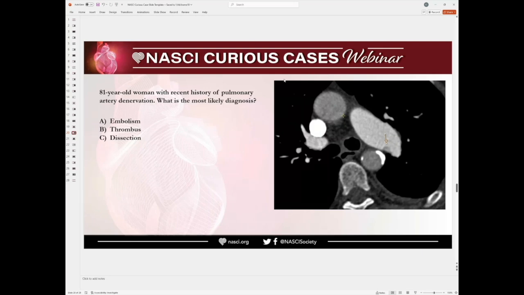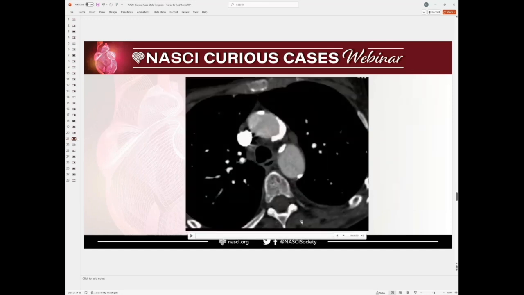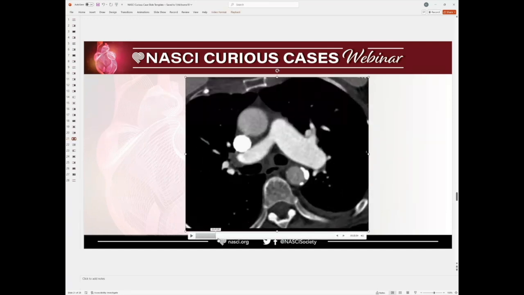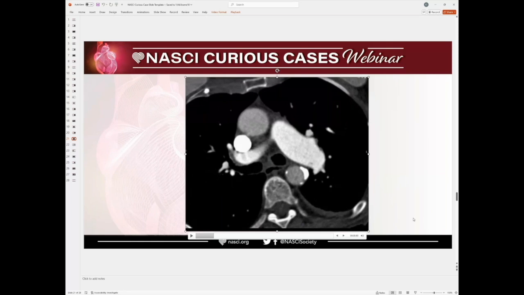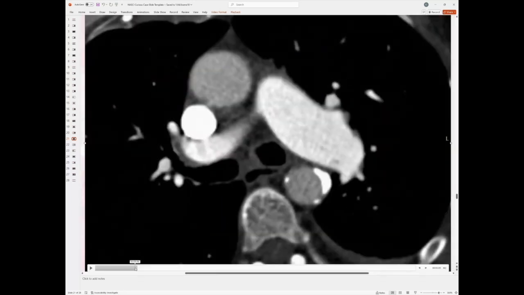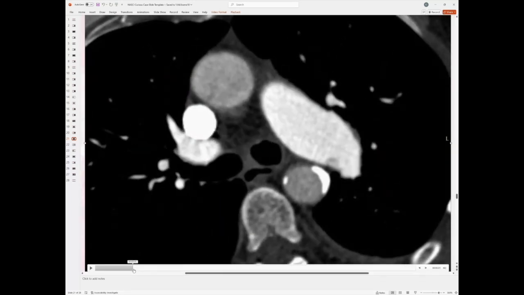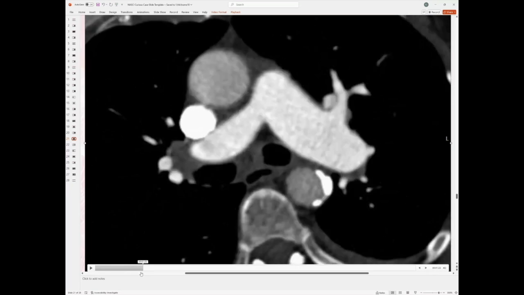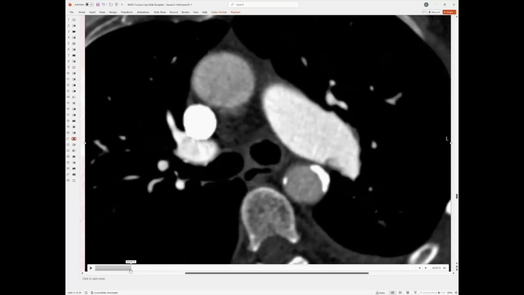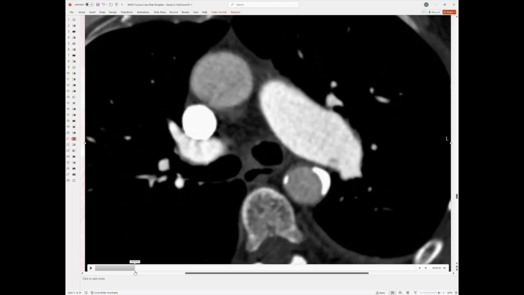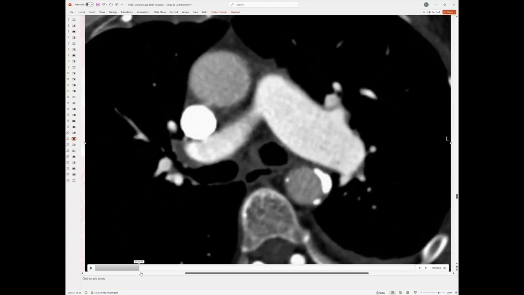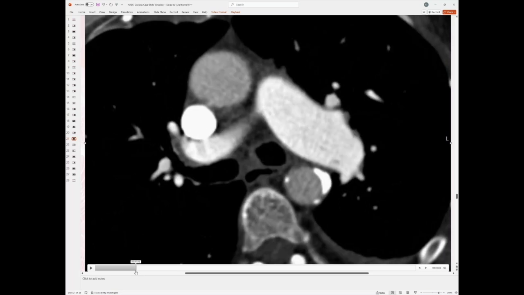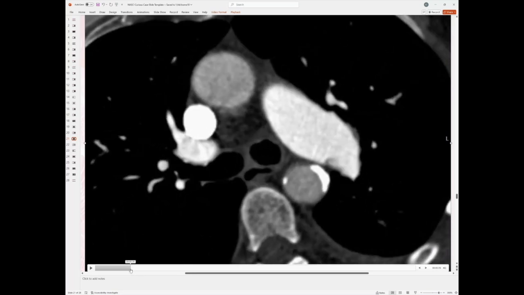And I can show you the full CT. I try to zoom in to that area. That's the only finding here in this one. Can it be dissection? Well, it's a little bit linear. Hard to tell if this is just a displaced small layer of the wall.